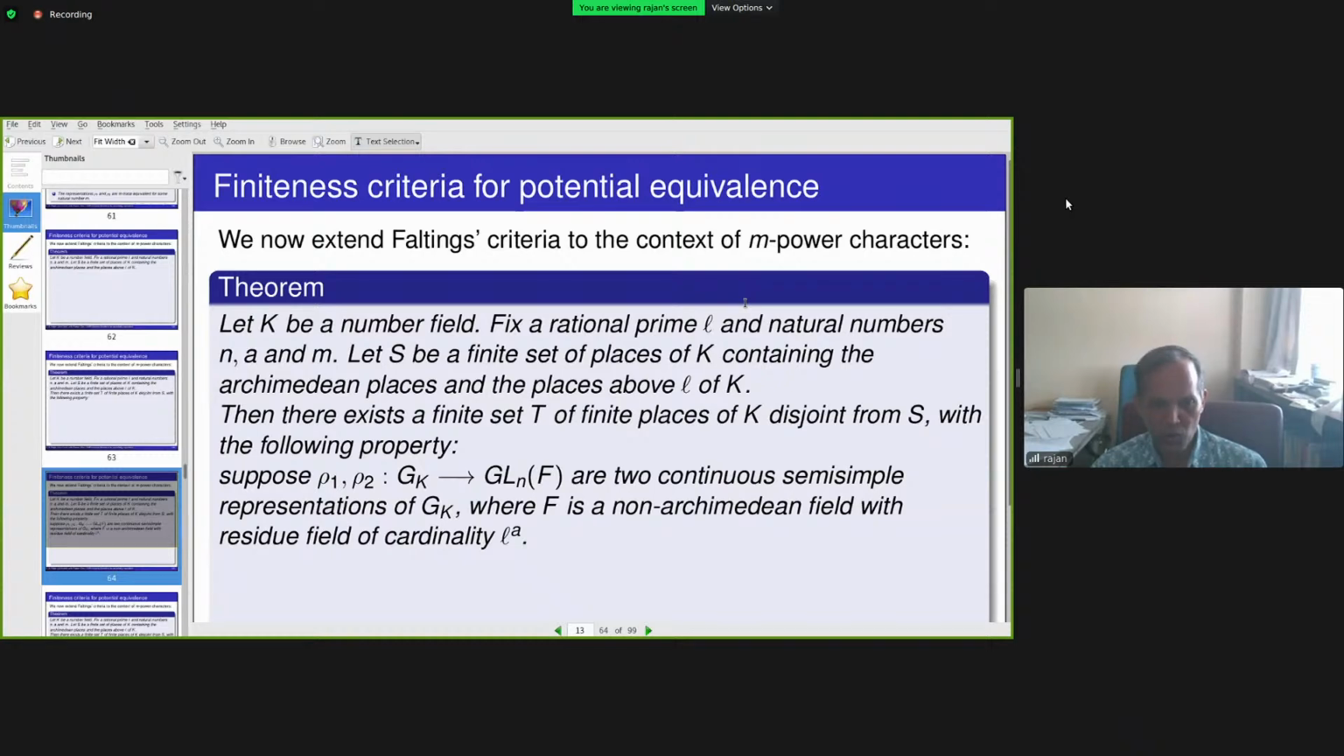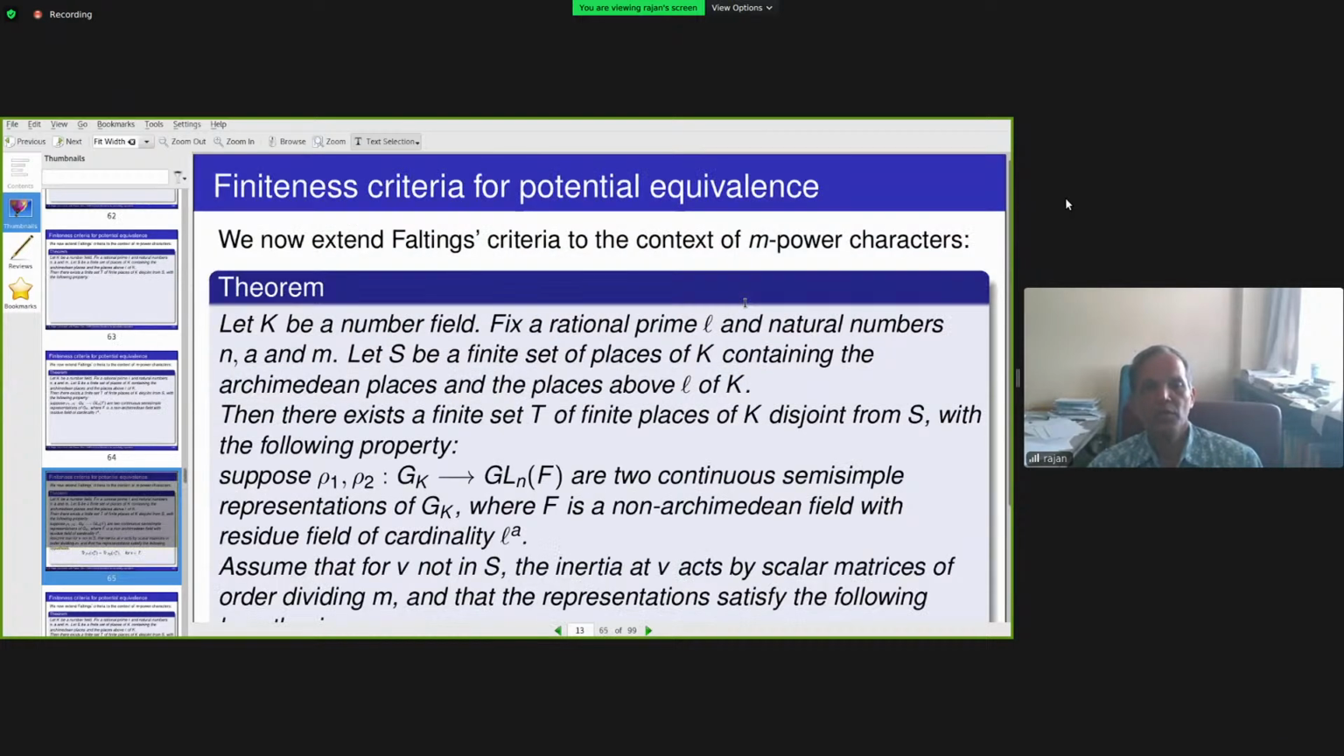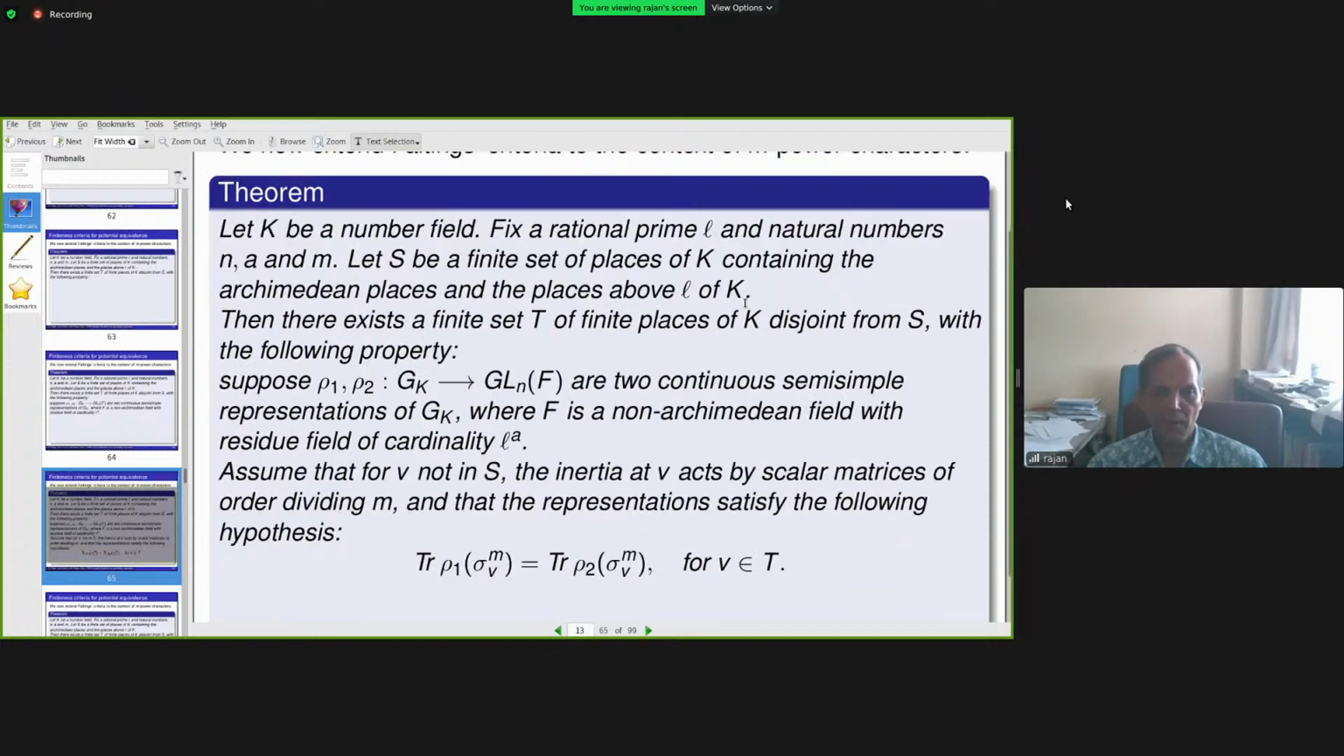Suppose ρ1, ρ2 are two continuous semisimple representations of G_K to GL_n(F), where F is a non-Archimedean local field with residue field of cardinality L to the power A, right? So the field F is allowed to vary, but the cardinality is fixed. The residue field cardinality is L^A. So you can take highly ramified extensions also. And what you have to assume, apart from the original Faltings theorem, is that the inertia at v has to act by scalar matrices of order dividing M.